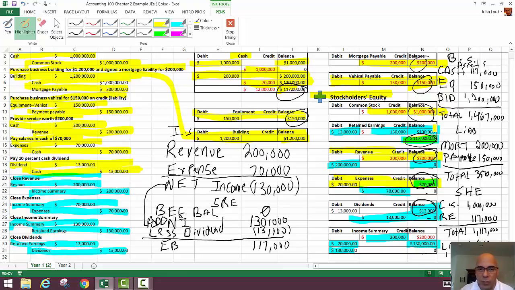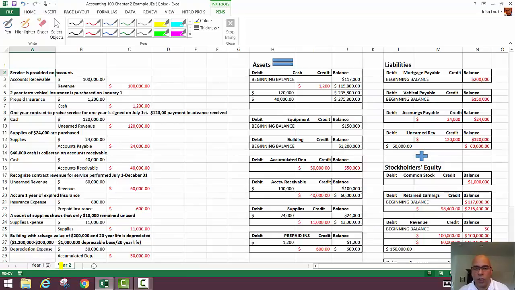Well, since the balance sheet's like the wallet, you still have cash of the 117,000. Notice those balances carried forward. You still have the equipment of 150,000. That's the beginning balance. You still have the building. You still have the mortgage payable, the vehicle payable. Now we're going to start to get into some of these other transactions next time when we're back together in class. So don't worry about some of these things that we didn't see before, because those started out at 0, and now this year we're just starting to make entries to create these accounts.